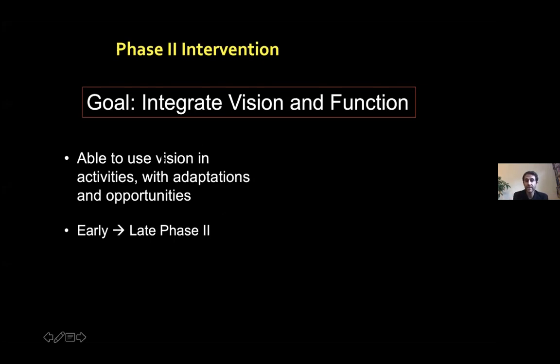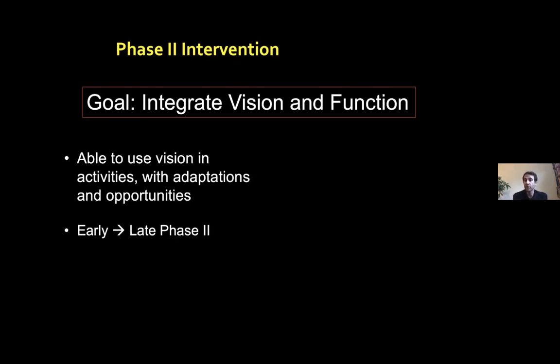The goal in phase 2 is to integrate vision and function. If you think about that, what that means is that kids in phase 2 are able to look and do at the same time. And our goal is to support and strengthen their ability to look simultaneously while doing anything.